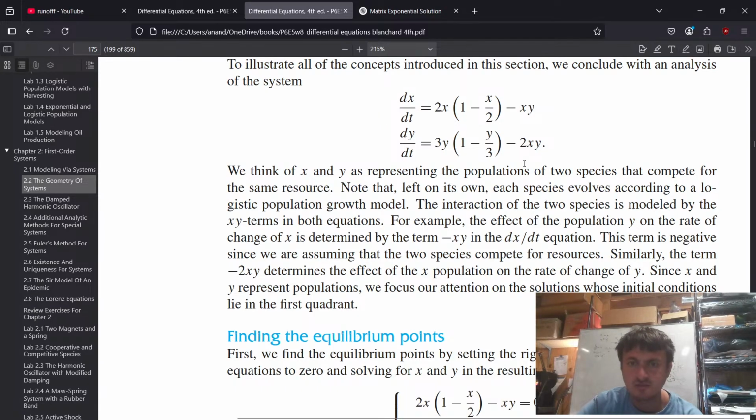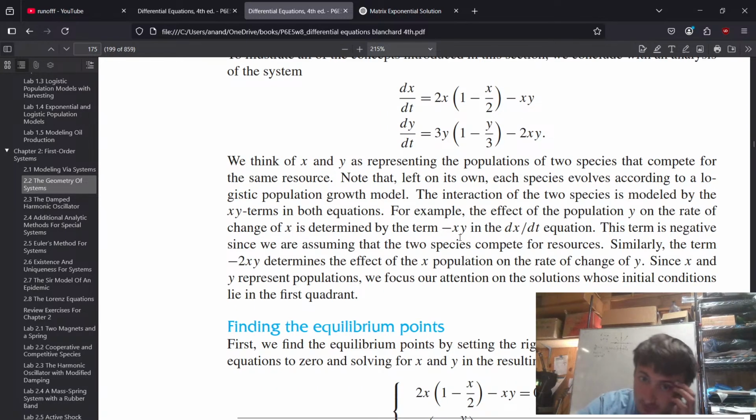So if y is 0, then dy is 0. Anyways, it amounts to finding the equilibrium solutions. The interaction of the two species is modeled by the xy term, for example.